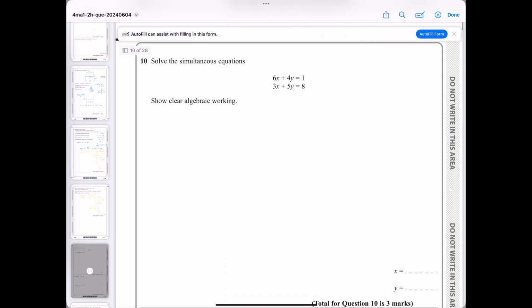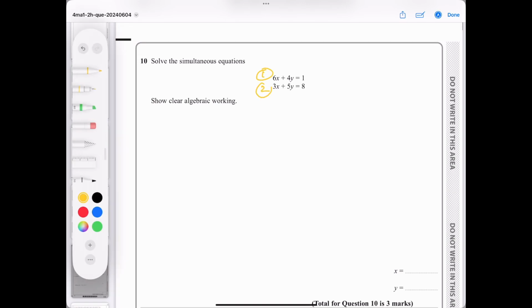Right, solve the simultaneous equations and show algebraic working. So we'll call this 1, call that 2. In order to get something to be the same, we're going to times the second one by 2. So we will get 6x plus 10y equals 16. And then I'm going to take away number 1 underneath it. So that's 6x plus 4y equals 1. Take that away and we will get 6y equals 15. So y equals 15 over 6, which is 2.5.